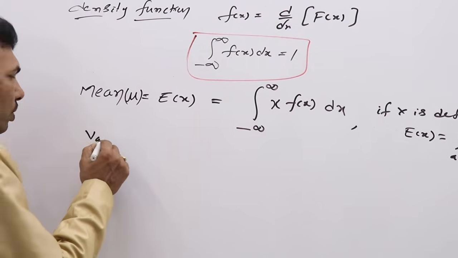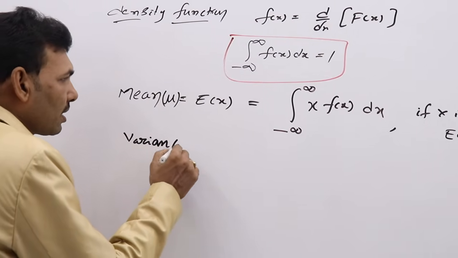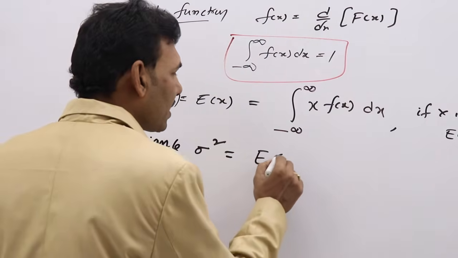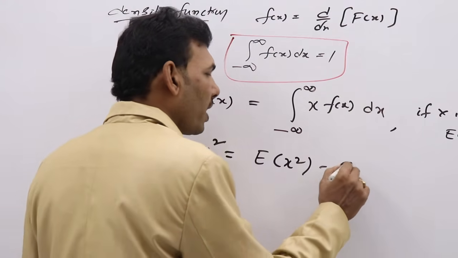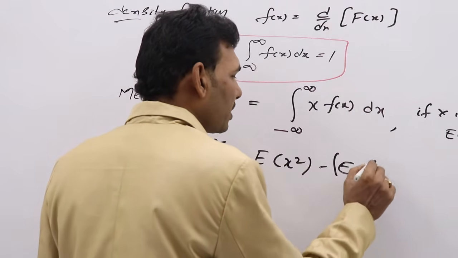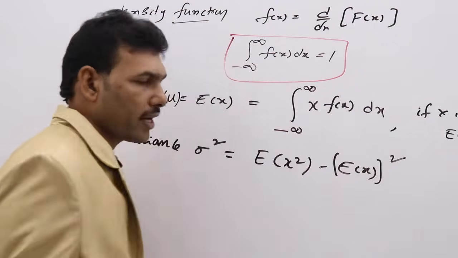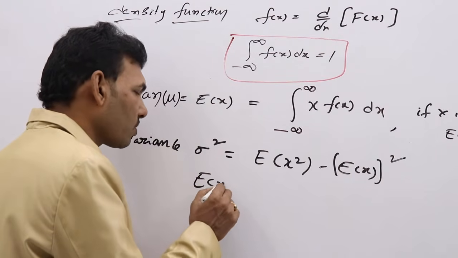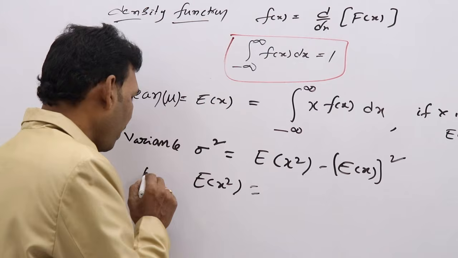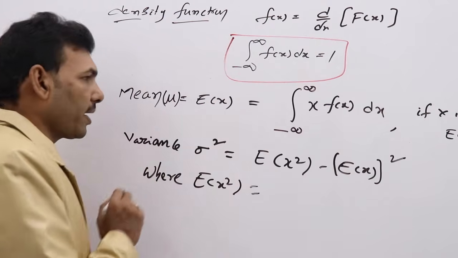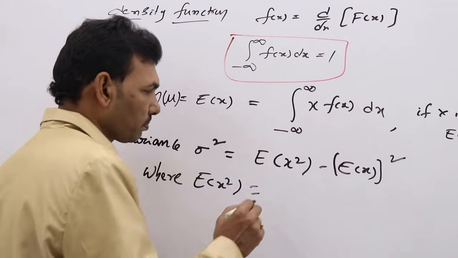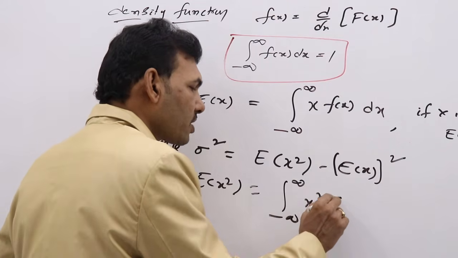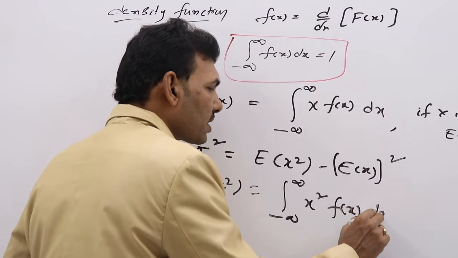We all know the variance is represented by sigma square. Its formula is expectation of x square minus expectation of x whole square, where expectation of x is the mean. So how do we calculate expectation of x square? Expectation of x square over the total interval is the integral from minus infinity to infinity of x square f of x dx.